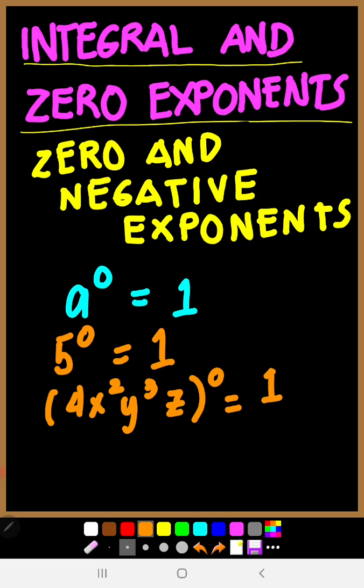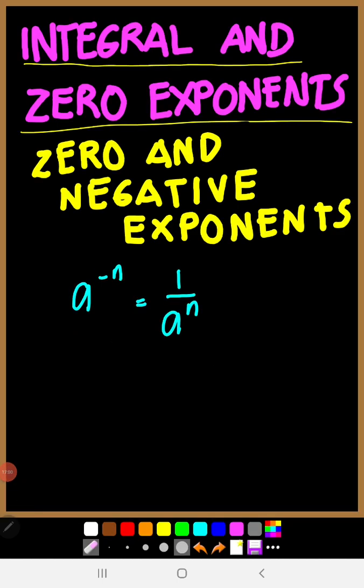Now, we have another example. 8 x squared y raised to 0. So, ang may exponent lang dyan na 0 ay yung y. So, ang final answer or yung simplest form niya will be just 8x squared because y raised to 0 is equals to 1. So, ganun kasimple ang zero exponents.